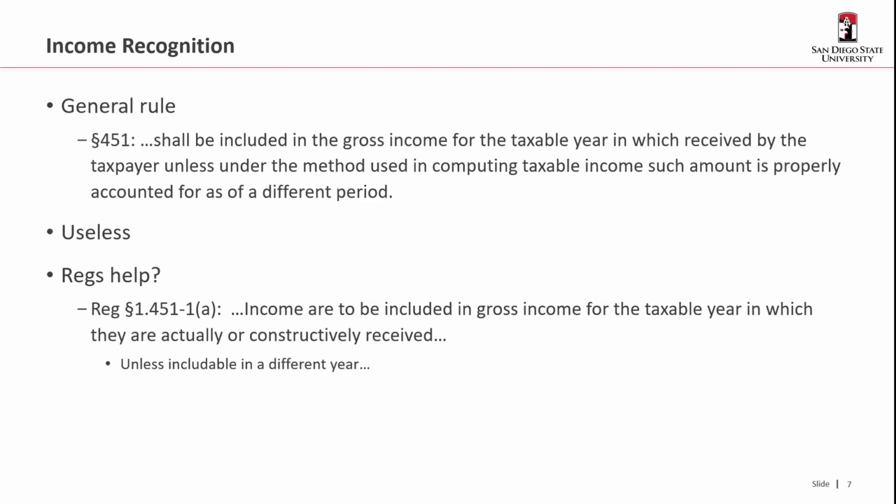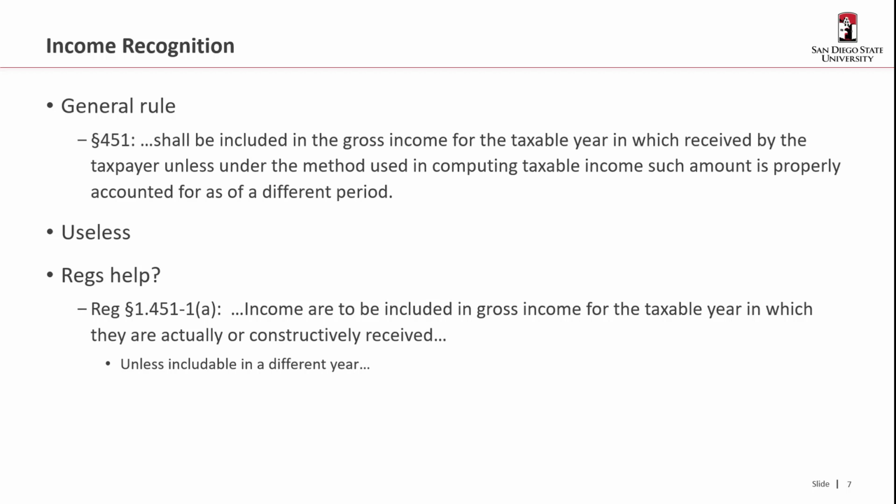Okay, so now let's talk. Now that we understand cash, I'm not going to get into the accrual method because the reality is we're familiar with the accrual method. But the general rule for income recognition is that income shall be included, or an item shall be included in the gross income for the taxable year in which it is received by the taxpayer. Okay, so if you receive income, you're to recognize it, unless under the method used in computing taxable income, such amount is properly accounted for as of a different period.